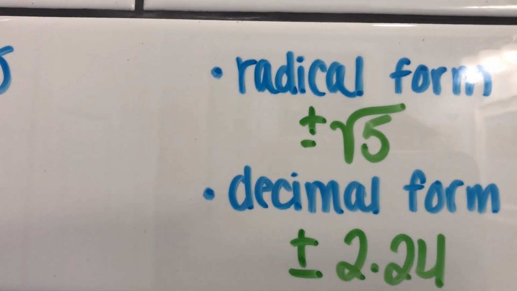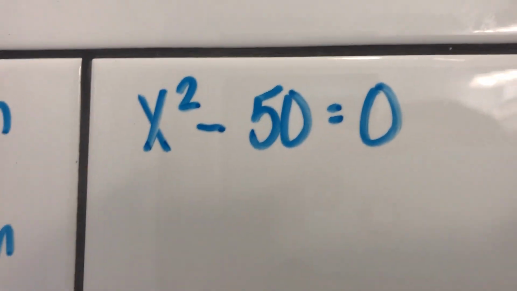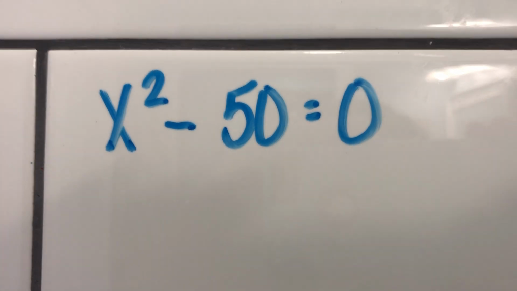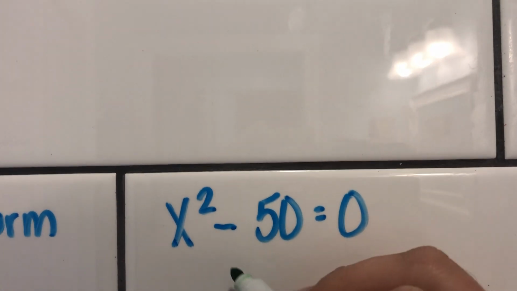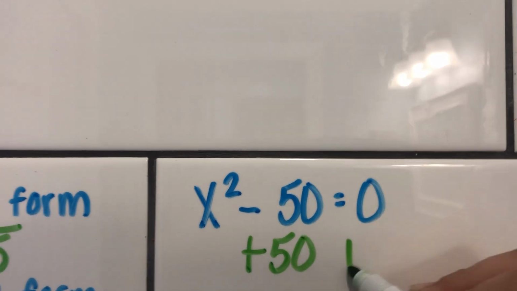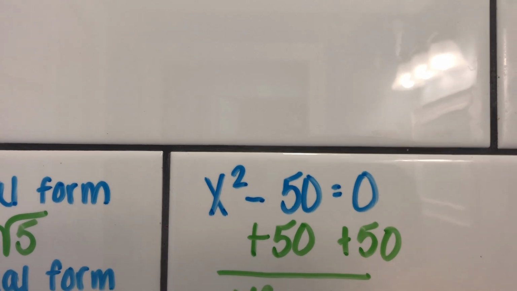I have one more example of this type, and I picked this one specifically. If you have the notes printed out in front of you, it's the bottom right, try it. And I'm going to solve as normal. I'm adding 50 to both sides. I'm left with x squared equals 50.